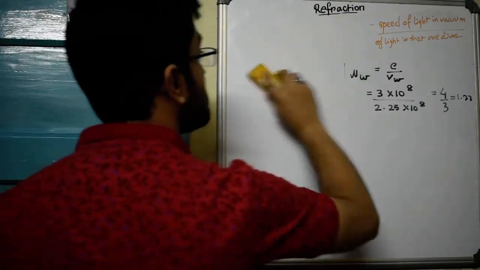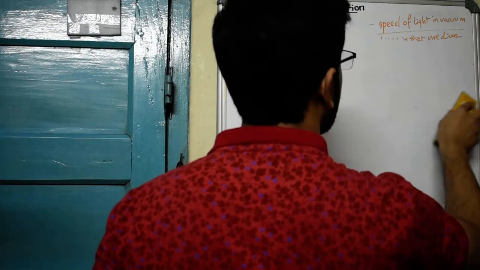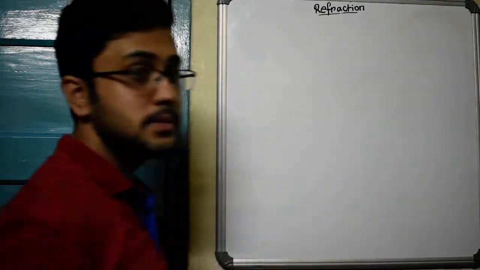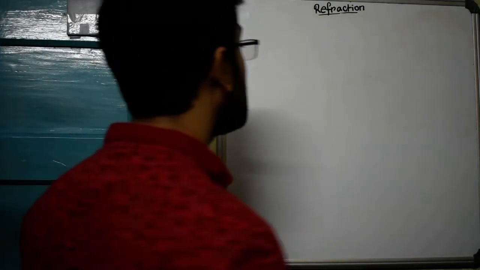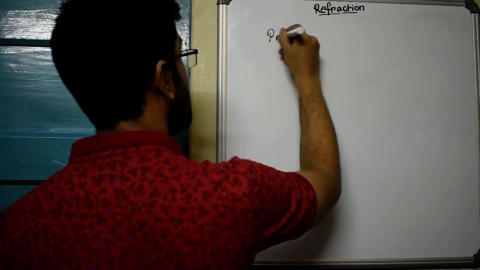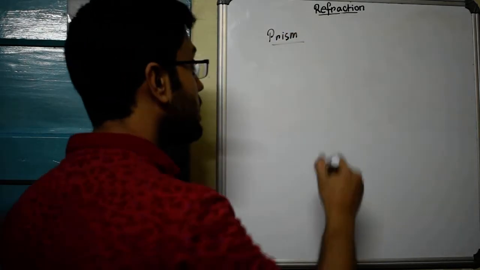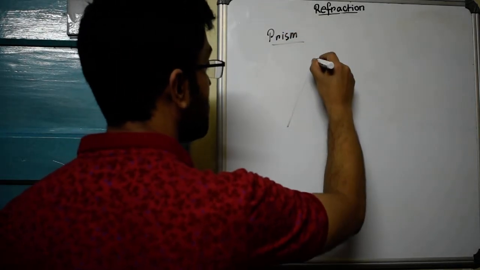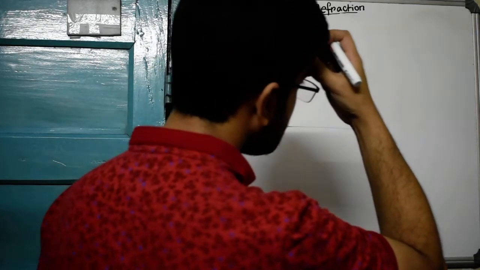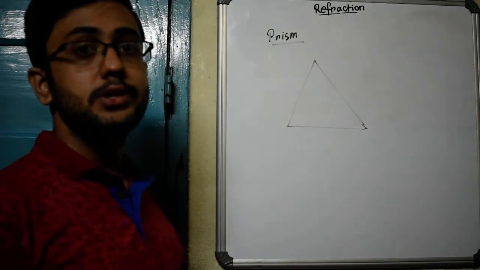We studied about the parallel sided glass slab the last day, and what are the different terms and meanings of that. Today we will be doing what is known as a prism. So in your book you will find that they have given the diagram of a prism, something like this, which looks like a triangle, but that is just the front cross section of a prism.